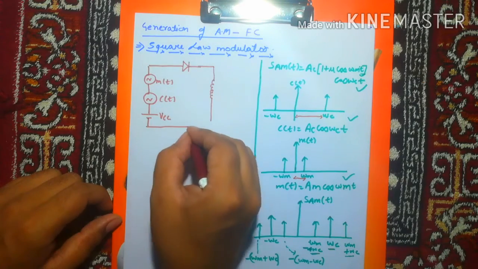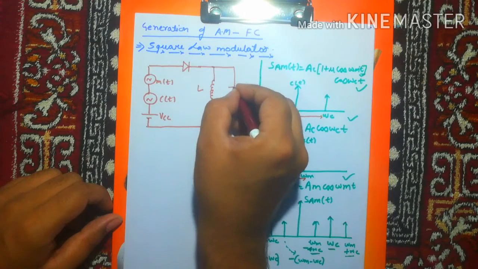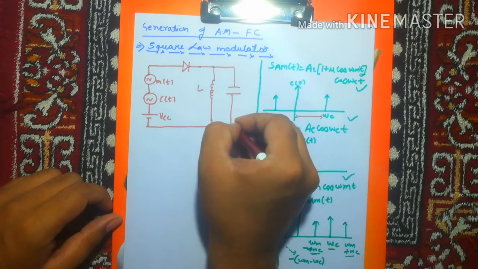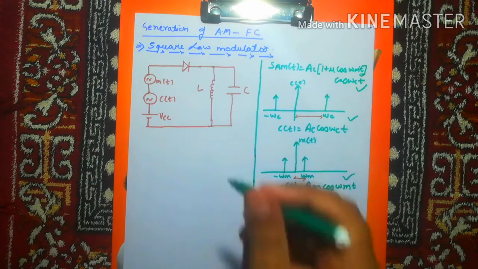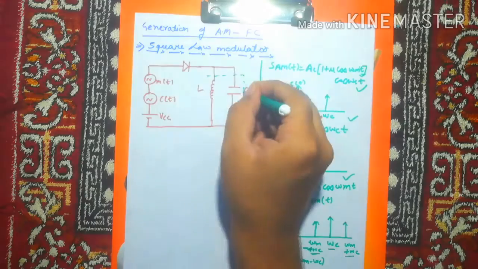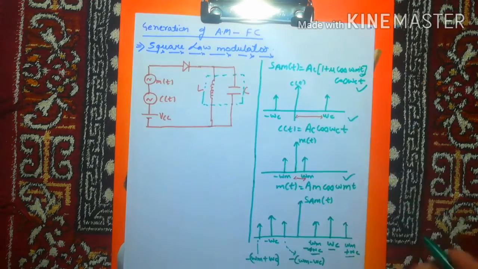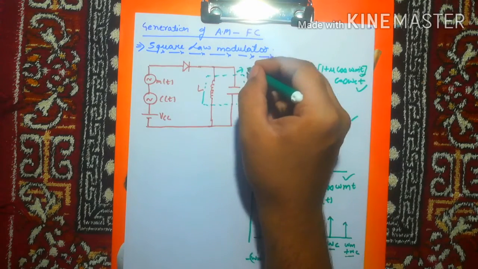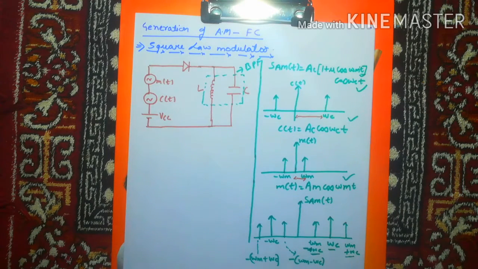This is an inductor and this is a capacitor. If you have studied filter designing, you will know that the combination of the inductor and capacitor works as a band pass filter. If you don't know, don't worry, we will discuss all the things and how the band pass filter works.